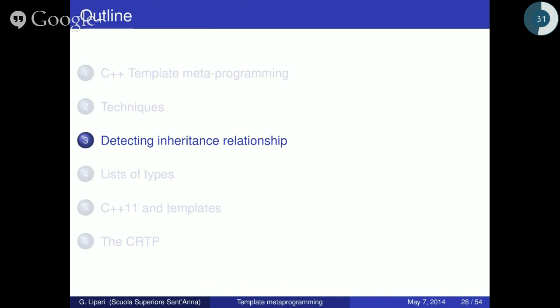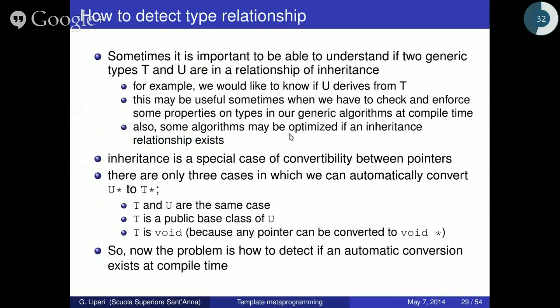Of course, you can use this in many different ways. Let's look at another trick. It's how to detect an inheritance relationship. Sometimes it's important to be able to understand if two generic types, T and U, are in a relationship of inheritance. For example, we would like to know if U derives from T. Okay? Of course, we want to know that at compilation time, not at runtime. At runtime, it's easy, let's say, okay? But at compilation time, it is a little bit more difficult.